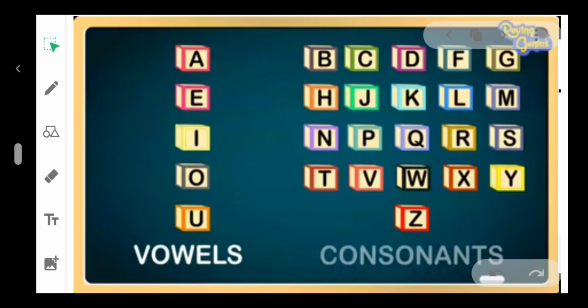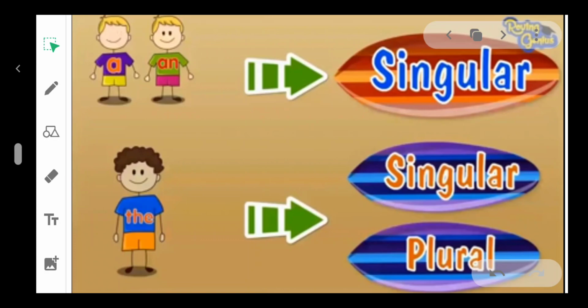There are 26 letters in the English alphabet. A, E, I, O, U are called vowels, and the rest of them are called consonants. Now we will know about articles a, an and the.